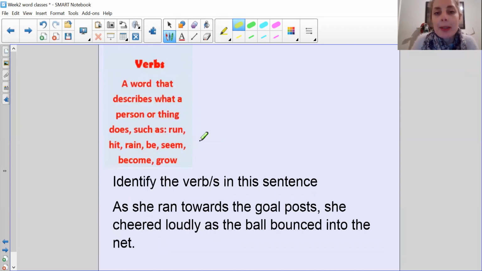Right, if you need to have a bit more time, you may pause the video and then come back to it when you're ready. So let's have a look. As she ran towards the goalpost, she cheered loudly as the ball bounced into the net. So what are the action words? What are the verbs in that sentence? The verbs would be ran and bounced. Okay, those are 2 actions that you can do.